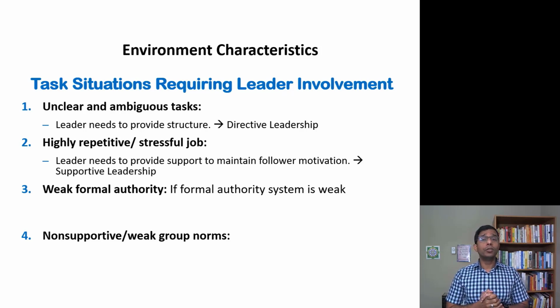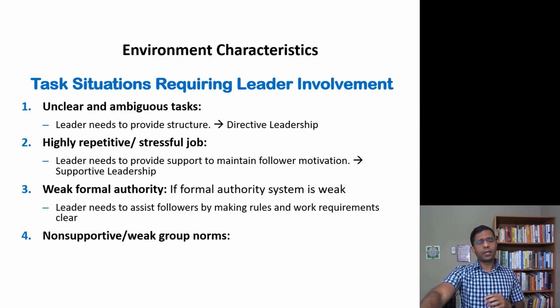What is recommended is you engage in a lot of supportive leadership behaviors or more relationship-oriented behaviors. By engaging in such behaviors, you alleviate the stress of the followers. You meet their emotional needs, which then helps them sustain their motivation even during these difficult circumstances. So you engage in a lot of supportive behavior when the followers are engaged in stressful jobs.